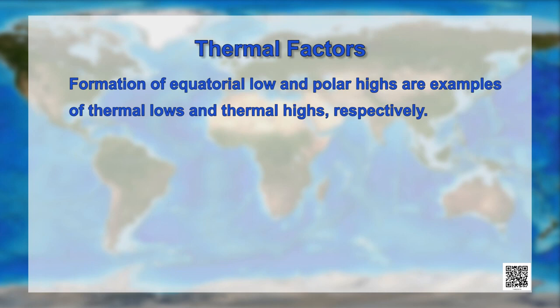Now, factors controlling pressure systems of the Earth. There are two main causes, thermal and dynamic, for pressure differences resulting in high and low pressure systems. Thermal factors are when the air is heated, it expands and hence its density decreases. This naturally leads to low pressure. On the contrary, cooling results in contraction. This increases the density and thus leads to high pressure. Formation of equatorial low and polar highs are examples of thermal lows and thermal highs respectively.